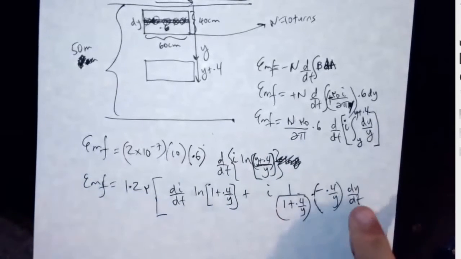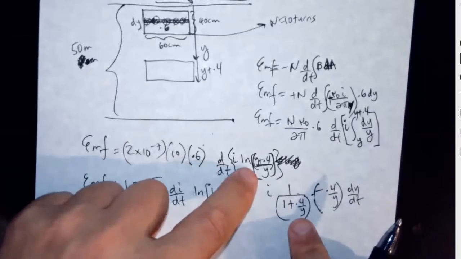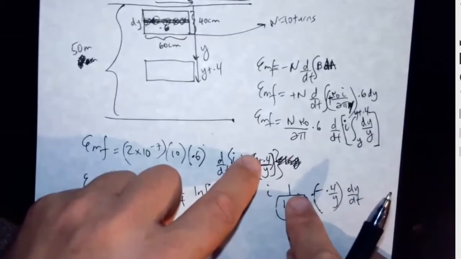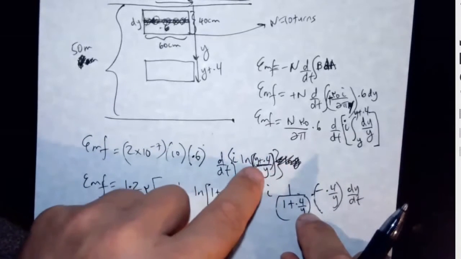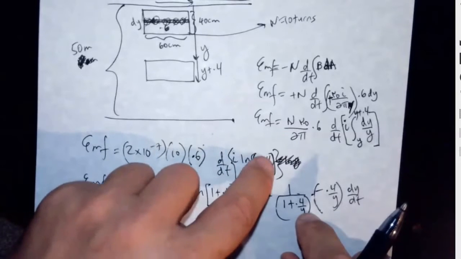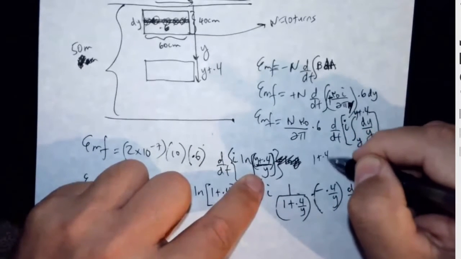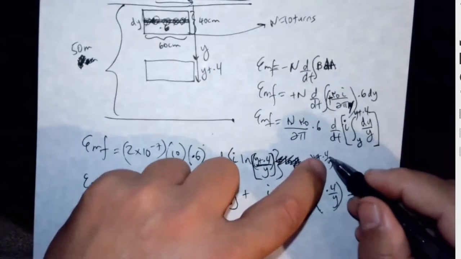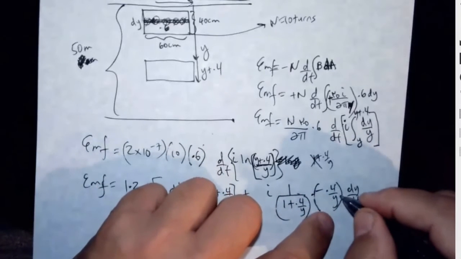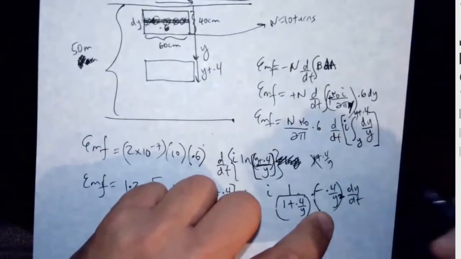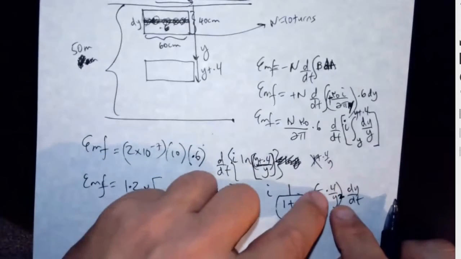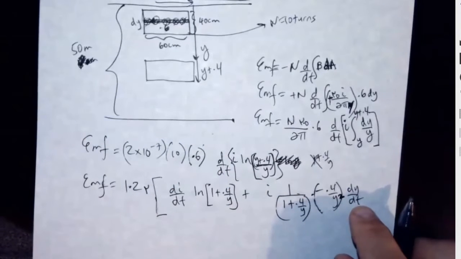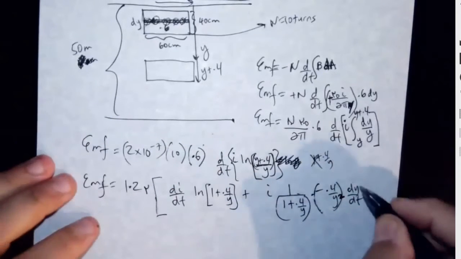So a lot of stuff is happening here. To take the derivative of an ln function, you do 1 over this thing, times the derivative of this. Since this is 1 plus 0.4 over y, the derivative of the 1 is 0, then you get the derivative of 0.4 over y, which is negative 0.4 over y squared. Ooh, I made a mistake. So the derivative of this is negative 0.4 over y squared times dy dt. Okay.